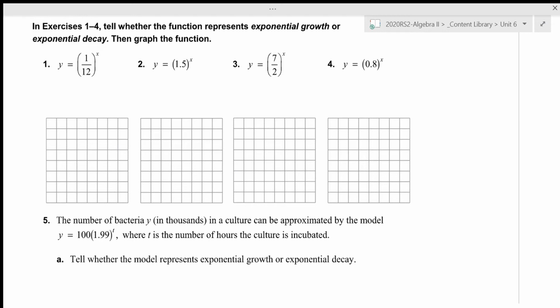Let's say we want to graph these functions and tell whether or not they're growth or decay. Telling if they're growth or decay is pretty simple. You're just looking at the value that's being exponentiated, and if that value is less than 1 but greater than 0, it's decay. If it's greater than 1, then it would be exponential growth. So 1/12 is less than 1 but greater than 0, so this is exponential decay. Telling if it's growth or decay is really that simple.